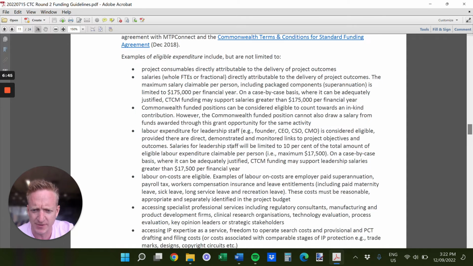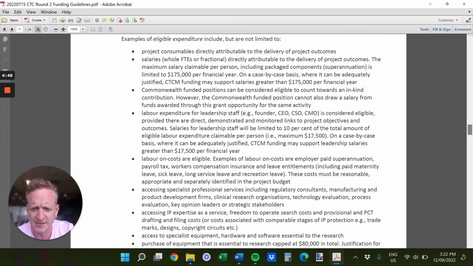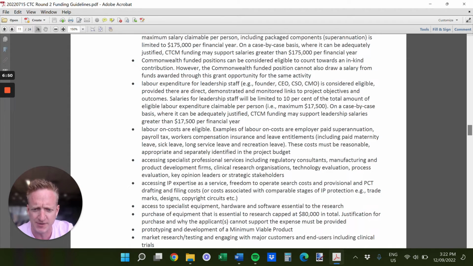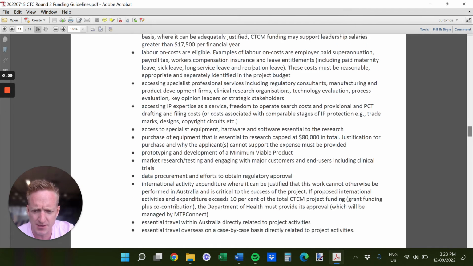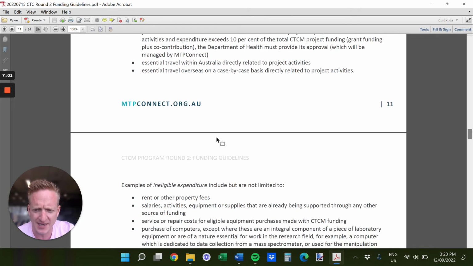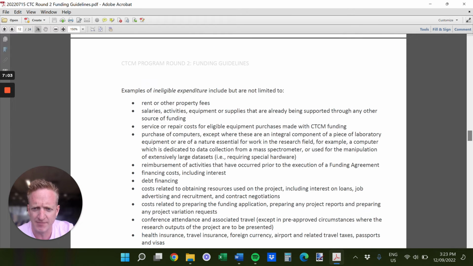So let's see what else. Unlike many other grants, there's very little for capital in this one. There's something like, there it is, yeah, $80,000 for equipment. So mainly it's going to be in salaries, and then obviously keep in mind what is ineligible.